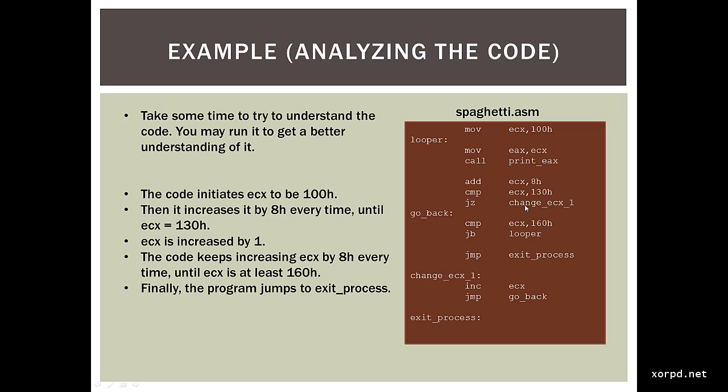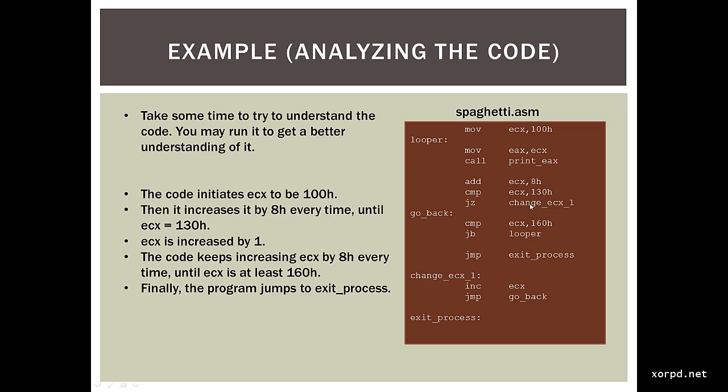We jump to this label, change ECX1, which is surprisingly here. It is very strange. It is outside of the loop. So, so far ECX began from 100, and it was increased in every iteration by 8. And then at some point, ECX became equal to 130. I remind you that these numbers are in base 16, and in base 16, 30 is divisible by 8. So this is actually going to happen.